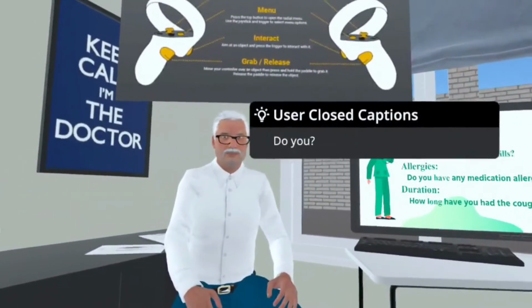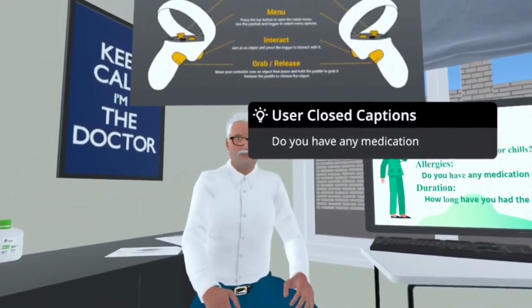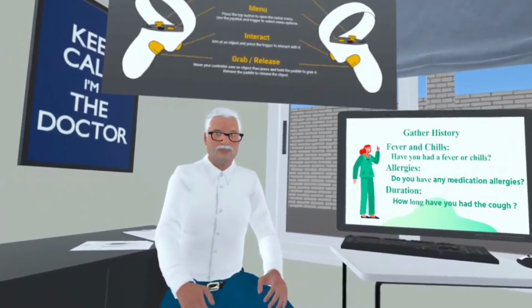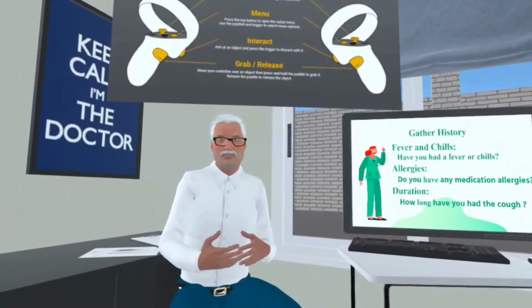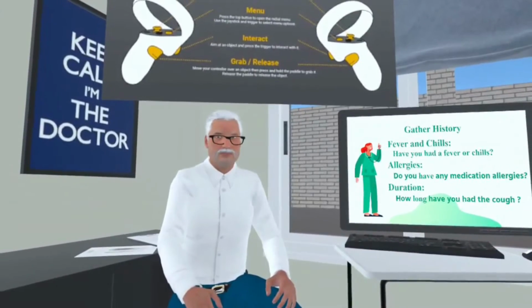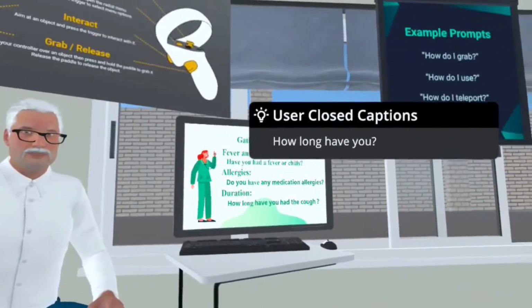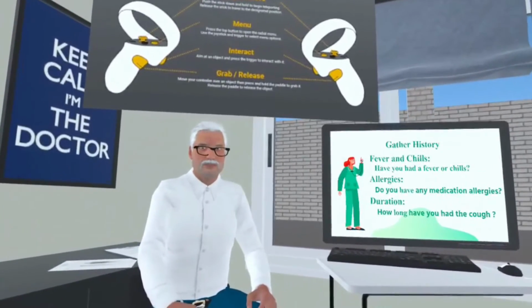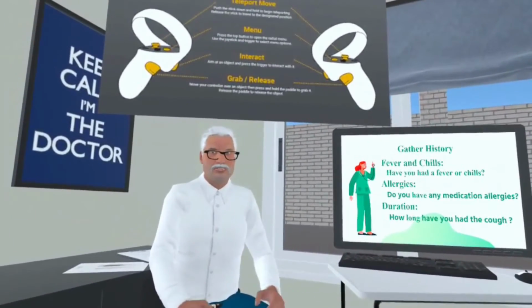Do you have any medication allergies? No, I don't have any allergies. How long have you had the cough? Around 2 days.